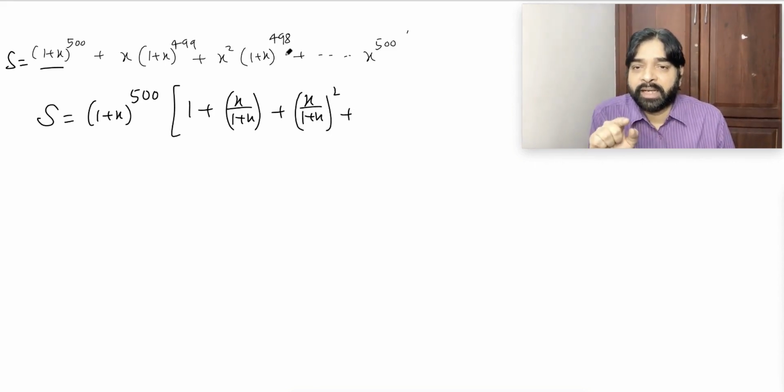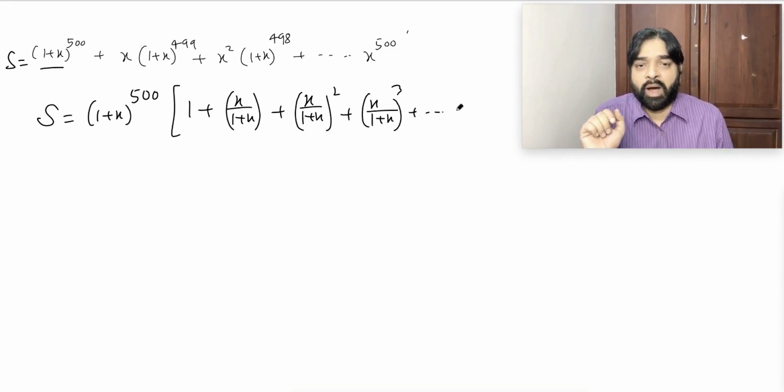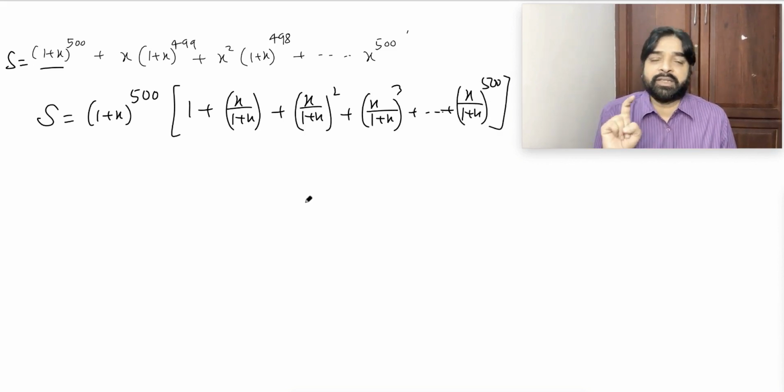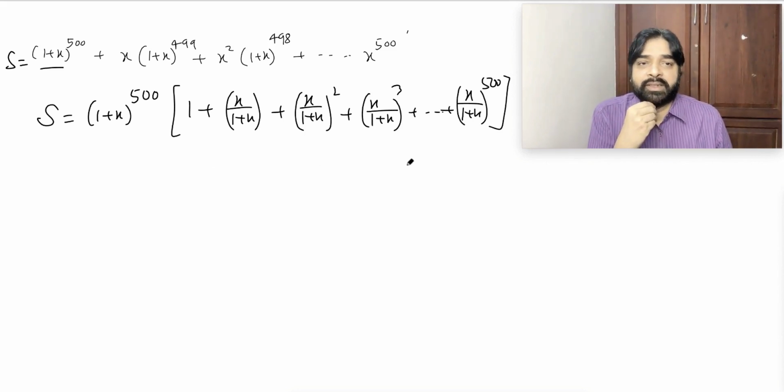Next term, you know what is there? x cube into 1 plus x power 497. So if we take 1 plus x power 500 common, what will come here? x by 1 plus x power 3. So on. Last term will be what? x by 1 plus x power 500. Till here everybody understood? Is it clear to everybody?